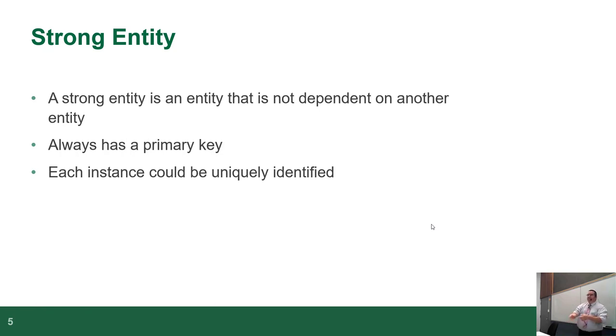If that piece of information or data is able to exist without needing an exterior source, it's considered a strong entity. It will always have a primary key of some sort, or a prime key, depending on who you're talking to, but a primary key and a prime key are essentially the same thing. It means there's something that uniquely identifies that one piece. Each student here can be uniquely identified by your student number, so your student number makes you into strong entities.